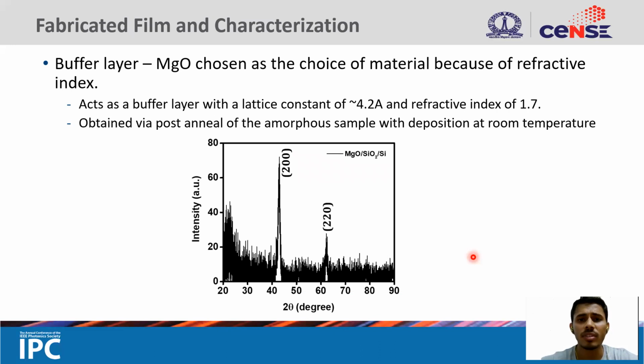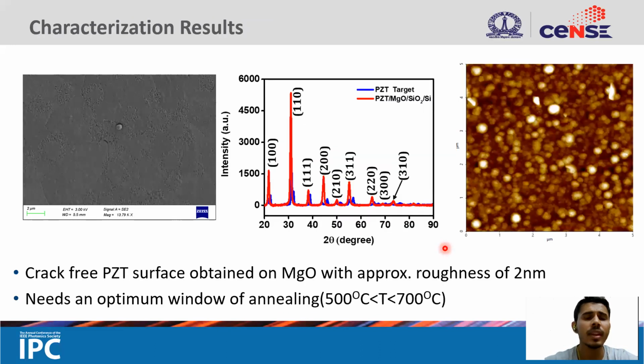So the MgO is deposited using sputtering again, followed by a post-deposition anneal, and we get polycrystalline MgO, and that is what is shown in the XRD image. We move ahead with the fabrication of lead zirconium titanate on MgO, and as we can see, with an optimum annealing window in our case of around 500 to 700 degrees centigrade, we get a crack-free lead zirconium titanate as well as a surface roughness of approximately less than 2 nanometers. And hence we see that with the proper optimization of the film, we get a good quality film on MgO SiO2 buffered silicon.